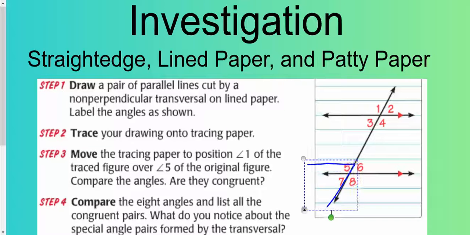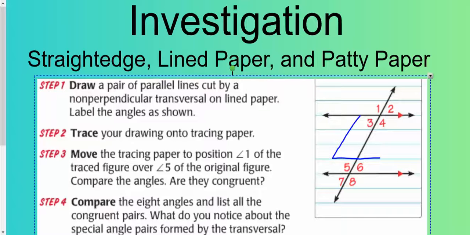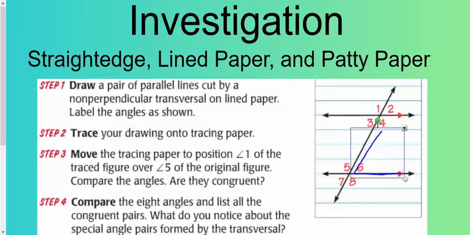Let's take a look at an alternate interior pair. Here's one of my interior angles, and if I rotate that around and go to the alternate side, now number 6, those two angles are going to be the same. And how about a pair of corresponding angles? The corresponding angle of number 6 is number 2. If I slide that up to number 2, you can see that the corresponding angles are the same.